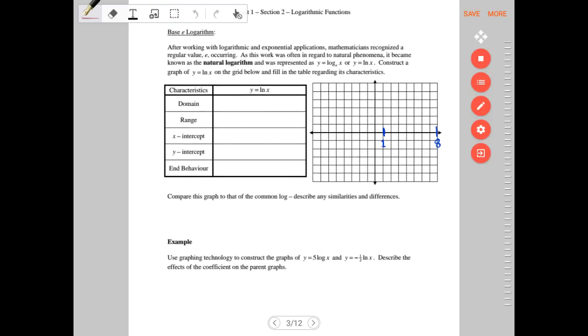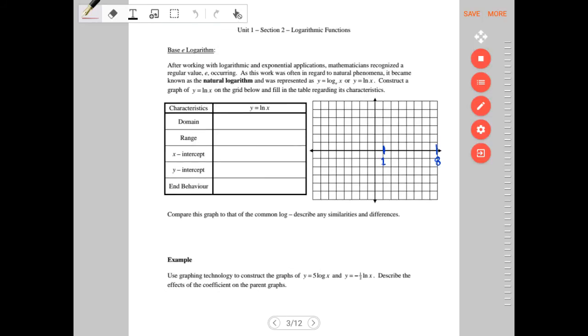Okay, a base e logarithm. After working with logs and exponential applications, mathematicians recognized a regular value e occurring. Remember in Chapter 6 on exponential functions, we learned that e is approximately 2.71..., an irrational number similar to pi. Pi, of course, is 3.14... Okay?